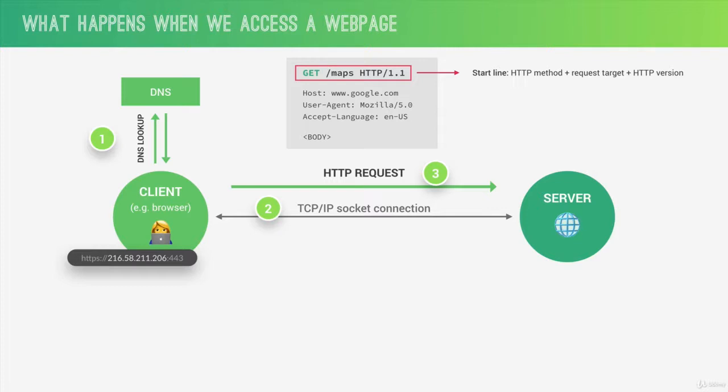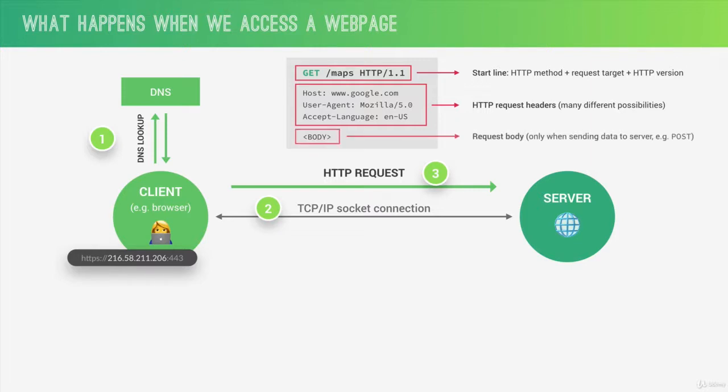Then, the next part of the request are the request headers, which is just some information that we sent about the request itself. And there are tons of different headers available, like what browser is used to make the request, at what time, the user's language, and many others. Finally, in the case we're sending data to the server, there will also be a request body containing that data, for example, coming from an HTML form. Okay? So that is the HTTP request.